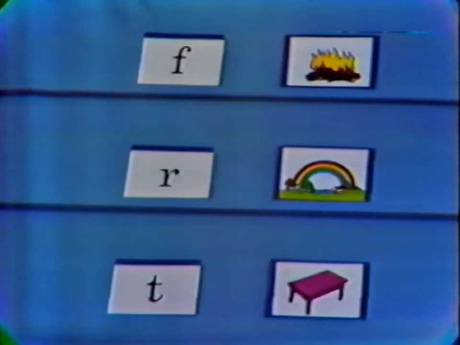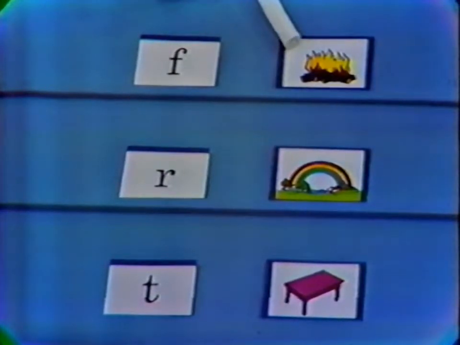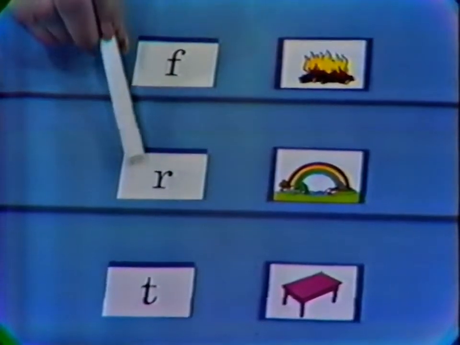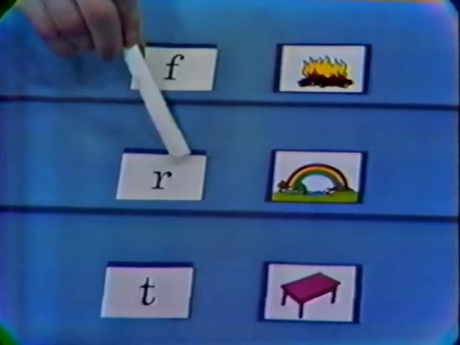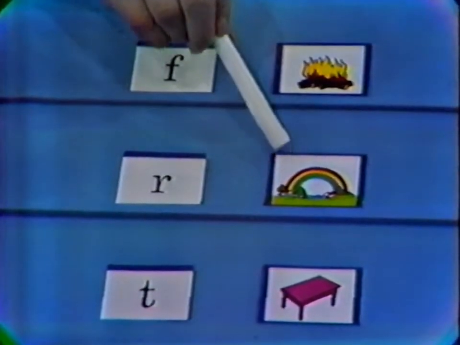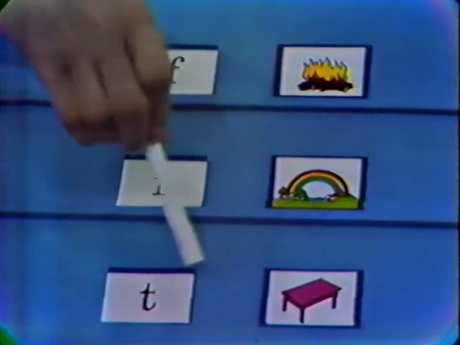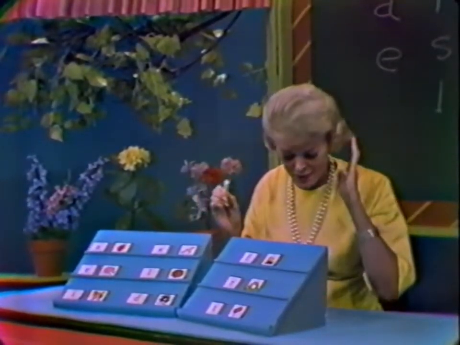The clue to F is in the fire. Fire, fire. The clue to R is in the rainbow. Rainbow. Rainbow. The clue to T is in the table. Table. Now use these clues and you'll be able to see the letters and say the sounds you know.